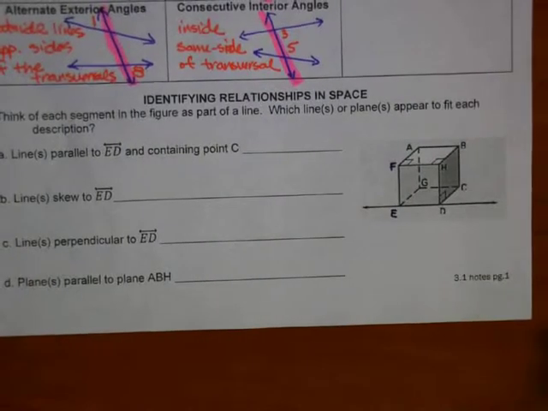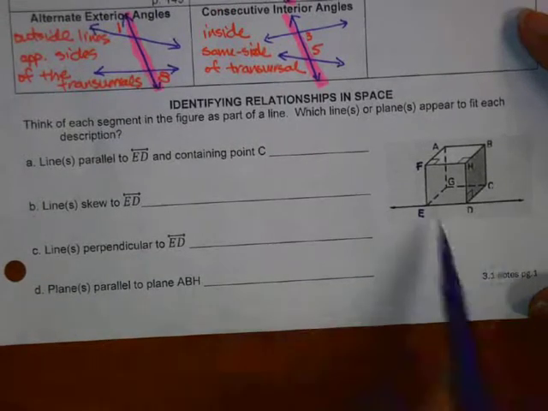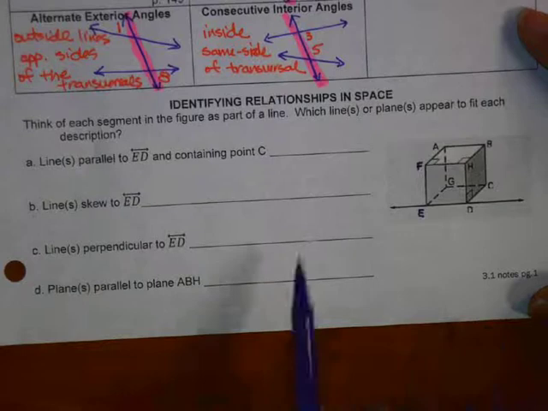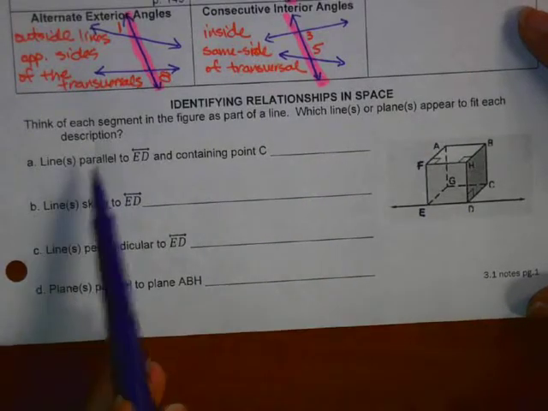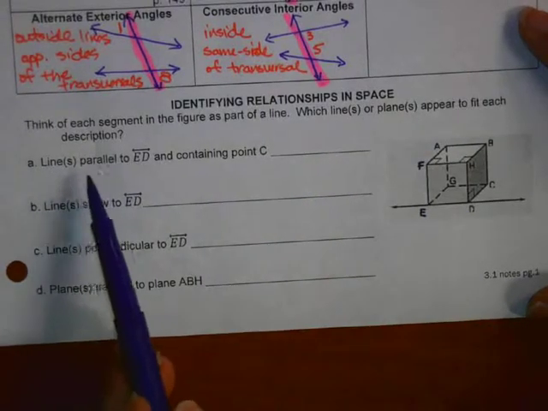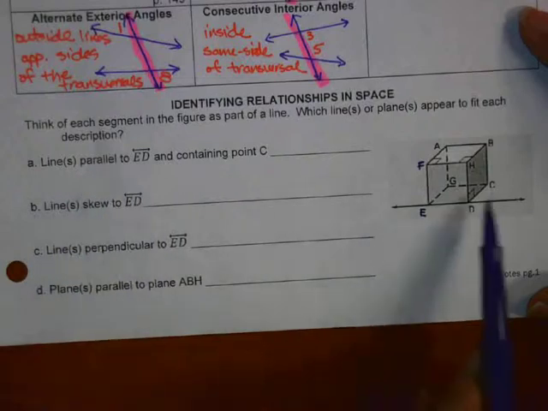Okay, so as part of a line. So this is part of a line, this is a line, this is a line is what they're saying. Which line or plane appear to fit each description? So what line or lines are parallel to line ED?